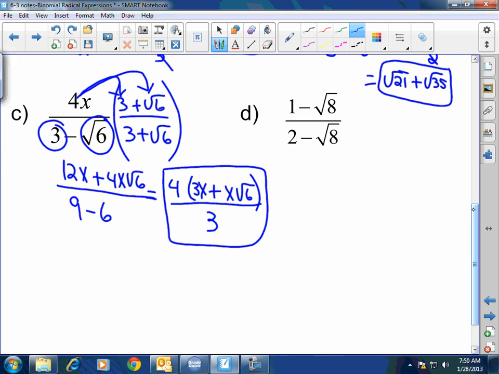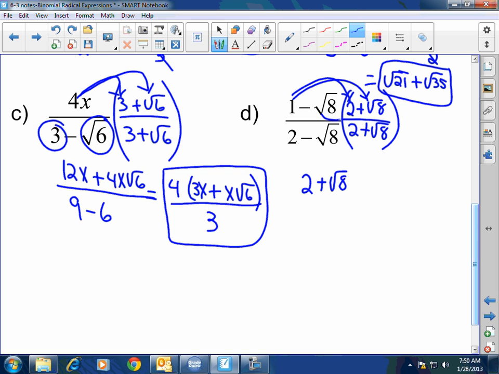Last but not least, let's go ahead and conjugate. So I've got 2 plus square root of 8 that I'm going to be multiplying to both the numerator and denominator. Let's go ahead and distribute the numerator. 1 times 2 is 2 plus square root of 8 minus 2 square roots of 8, and then negative square root of 8 times square root of 8 is going to be minus 8. Because again, square root of 8 times square root of 8 will be 8. The square roots cancel. So I'm going to have here negative square root of 8 minus 6.